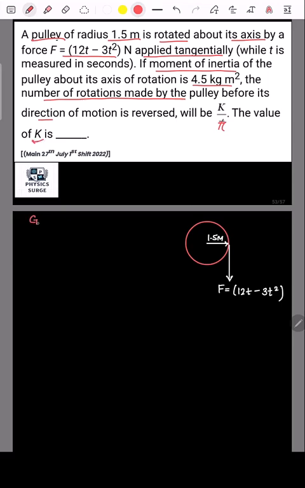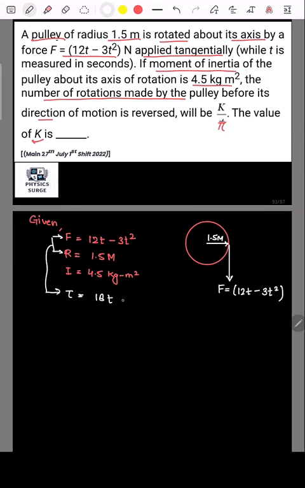So what is given? Given is force, which is a function of time, 12t minus 3t square. Radius is given as 1.5 meter and moment of inertia is given as 4.5 kg meter square. Using the force and the radius, we can calculate the torque function, which is the simple multiplication of radius and F, and it can be written as 18t minus 1.5 into 3, that is 4.5 t square.